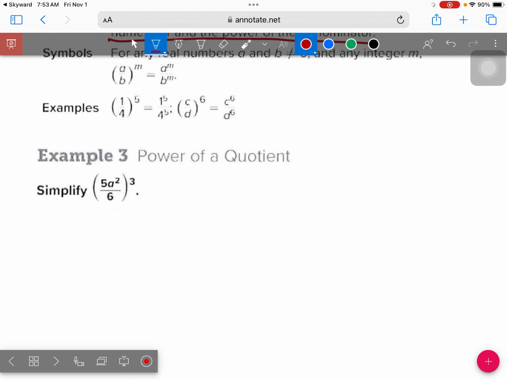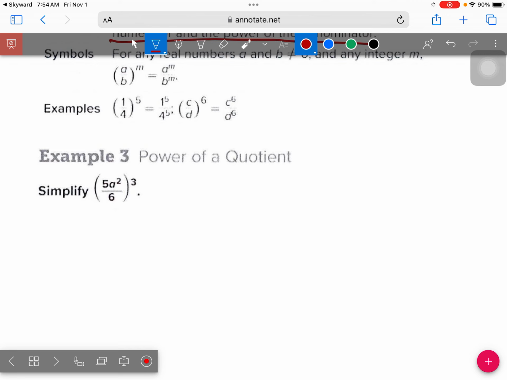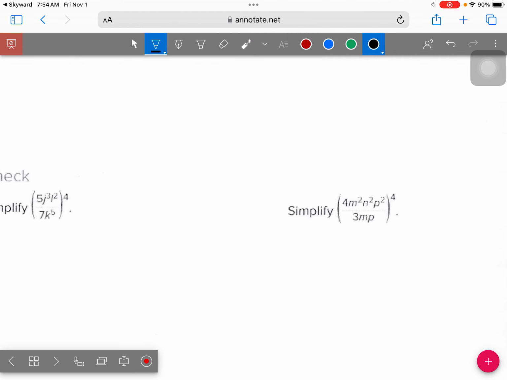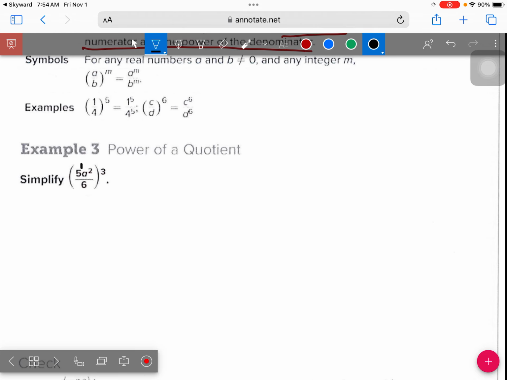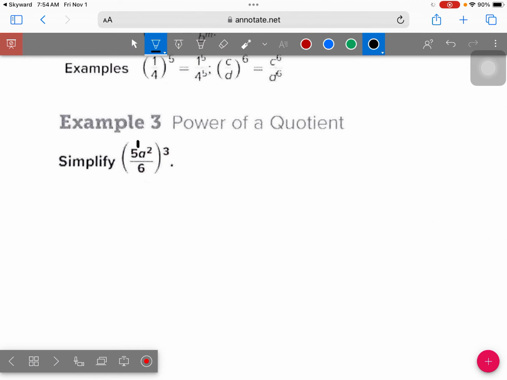Okay, so example 3. Again, if you see something, you don't have an exponent on it, put a 1 on it. So this is page, what page is this? 8? Okay, page 8. Jada, are you with me? Jada, page 8. So 5 to the first, a squared, all divided by 6 to the first power. This is just like that distributive property again, okay? You are going to distribute the 3 with every power on the inside.